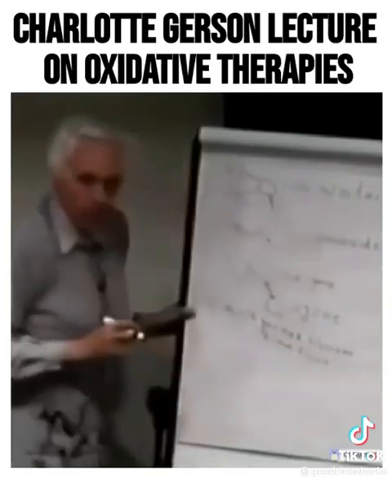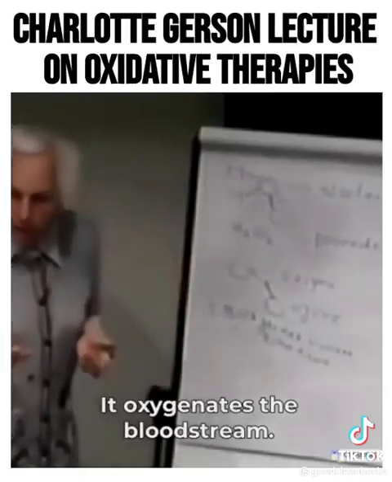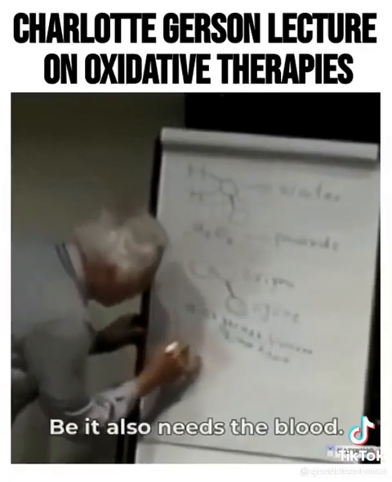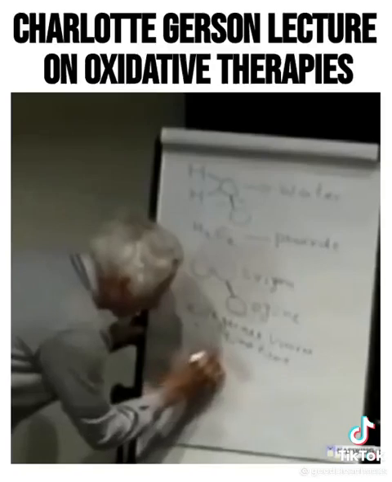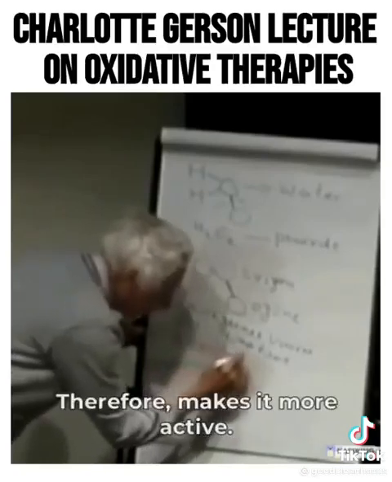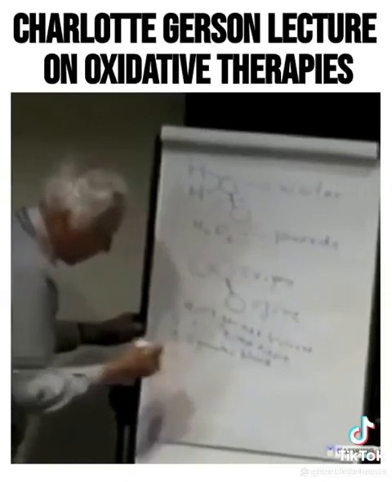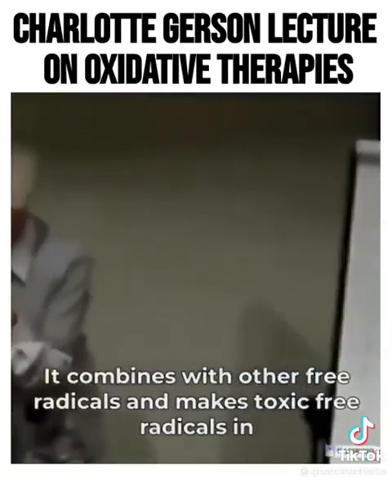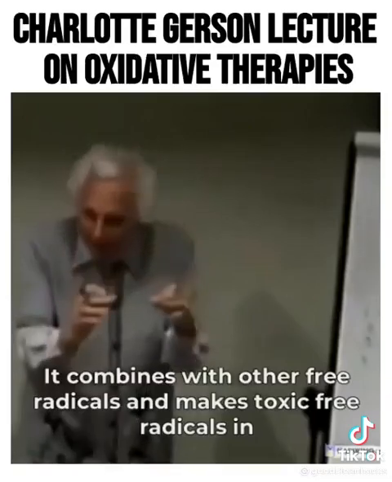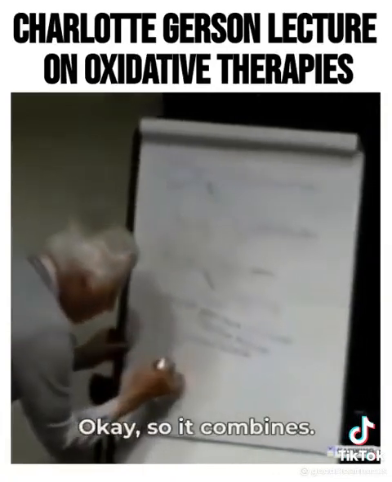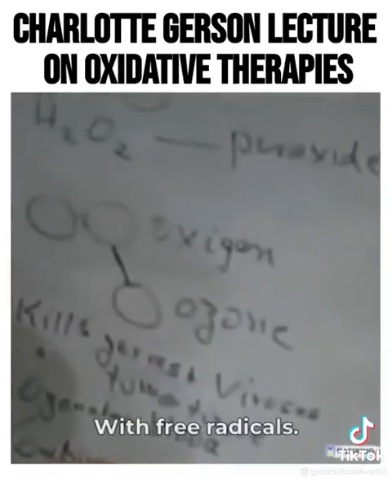Number three, it oxygenates the bloodstream. So this is number three, it ozonates the blood. Therefore makes it more active. And number four, because it's a free radical, it combines with other free radicals and makes toxic free radicals into excretable compounds. Okay? So it combines with free radicals.